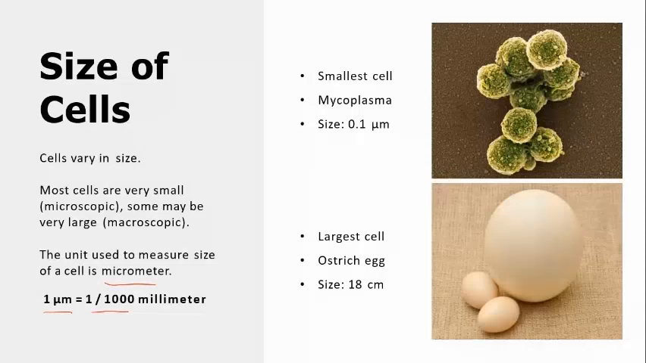And we have also the largest cell, which is in the form of an ostrich egg. The size is about 18 centimeters. Female sex cells are just as complicated. The largest egg produced by a living animal belongs to the ostrich. It is 20 times heavier than a chicken's egg and measures roughly 15 centimeters tall and 13 centimeters wide.